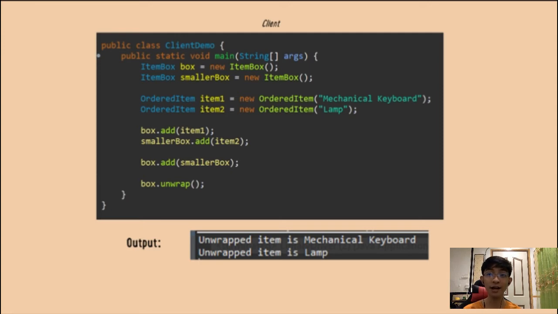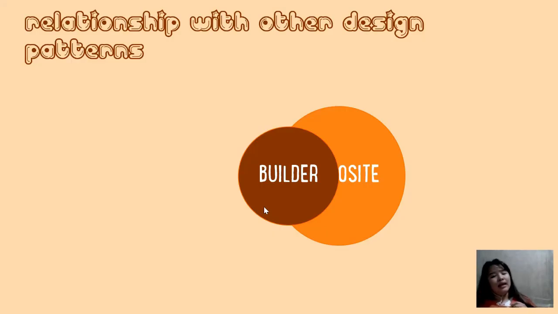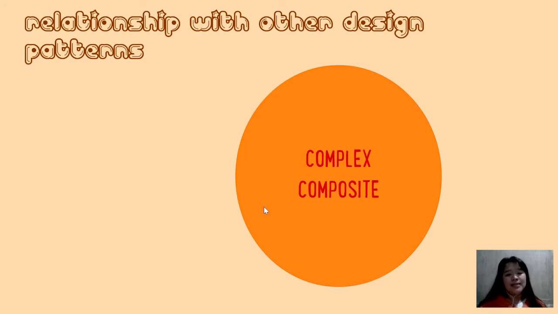So, we don't really have to know kung simple or complex object ba yung hinahandle nung specific object dahil meron tayong common interface na ginagamit. Kapag ginamit mo siya sa composite, matutulungan ka na gawing complex composite ang simple composite.